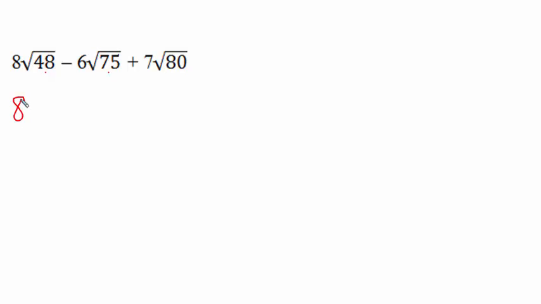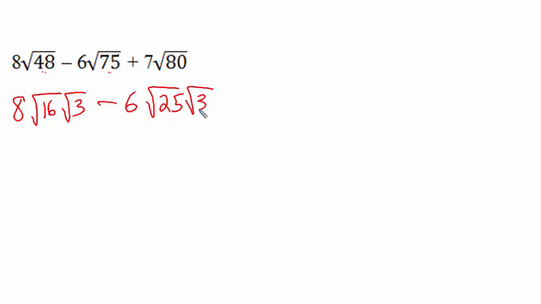For instance, in the square root of 48, 48 is not a perfect square. However, you could write it as square root of 16 times square root of 3. At least the 16 is a perfect square. Same thing, 75 is not a perfect square, but you can write it as square root of 25 times square root of 3. And at least the square root of 25 can be simplified. And with 80, 80 is not a perfect square, but you can write it as square root 16 times square root 5, where at least you can simplify the square root 16.